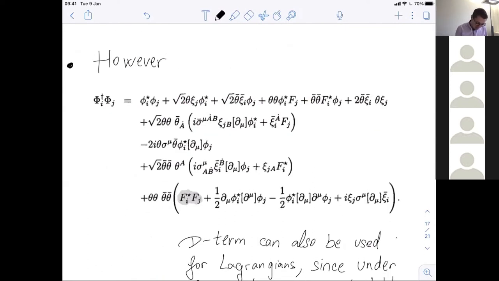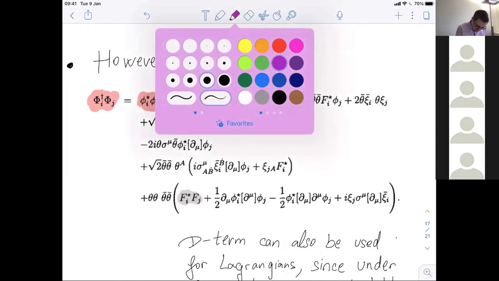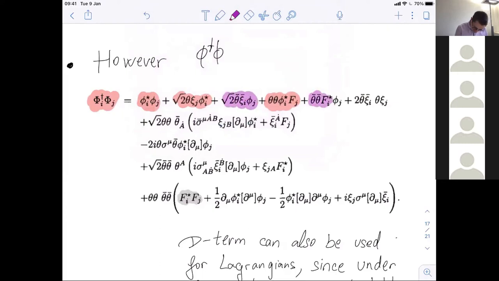However, the product of this combination, phi dagger phi, where dagger is the Hermitian conjugate, is not a chiral superfield. Remember, a chiral superfield would have this term, where is the F term? It would have this term. This would be a left chiral superfield, okay? And this term would be in the right chiral superfield. But then there are other terms. For example, there is this term which has theta square, theta bar square.